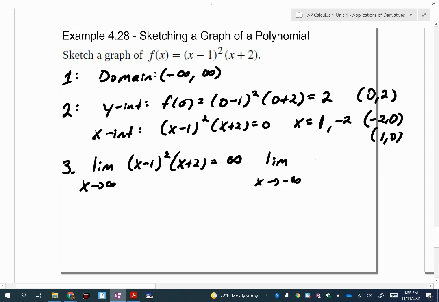Same thing if I were to plug in negative infinity right here. If I plug in a very large negative number, and by large I mean the absolute value of it would be big, negative minus 1 is still a negative. But when you do a negative squared, you get positive.